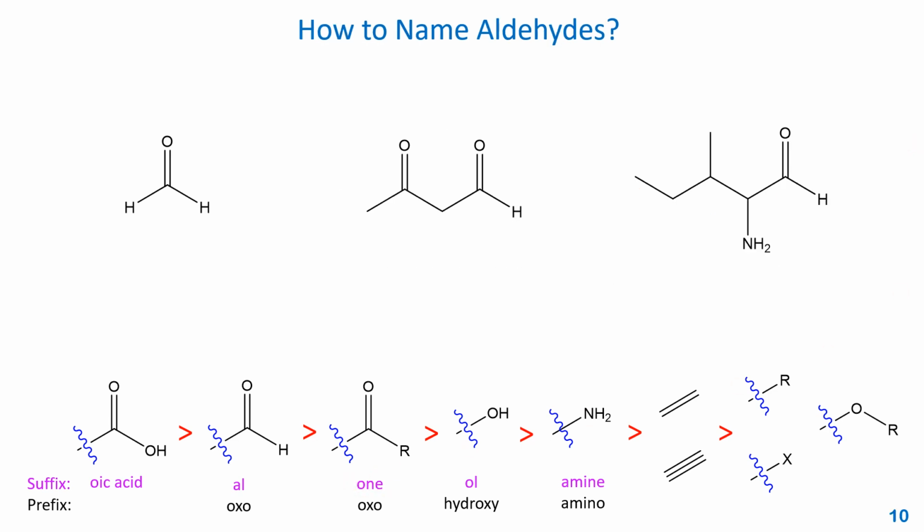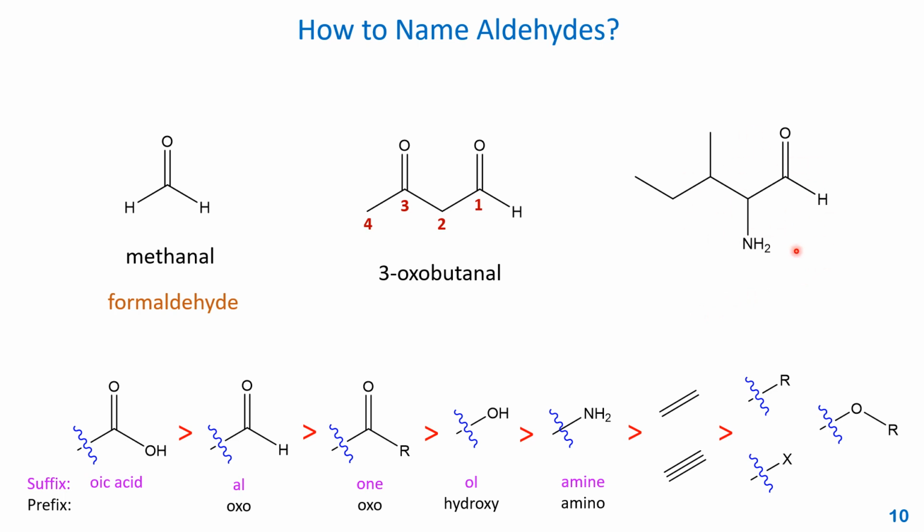Next, aldehyde. This is the simplest aldehyde, just 1 carbon. We call this methanal. Al is the suffix of aldehyde. And the common name is formaldehyde. Okay. And now, if you have a ketone and aldehyde together, aldehyde is a higher priority than ketone, so we treat the ketone as a substituent. So we call this an oxo group. The carbon of the aldehyde is carbon 1, 2, 3, 4. So this will be 3-oxobutanal. Okay, it's an aldehyde.